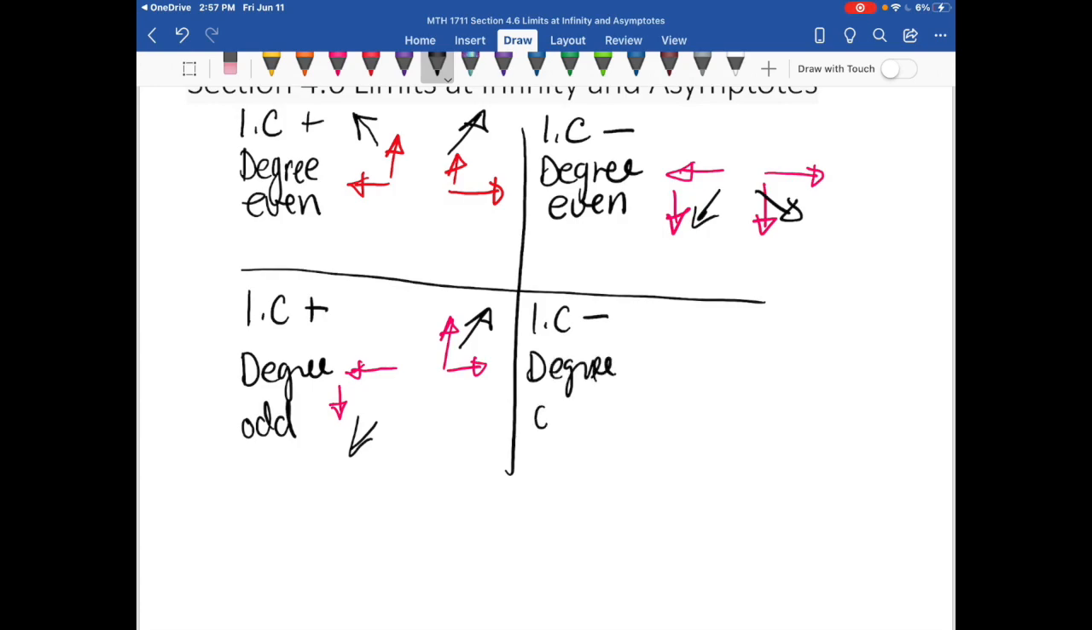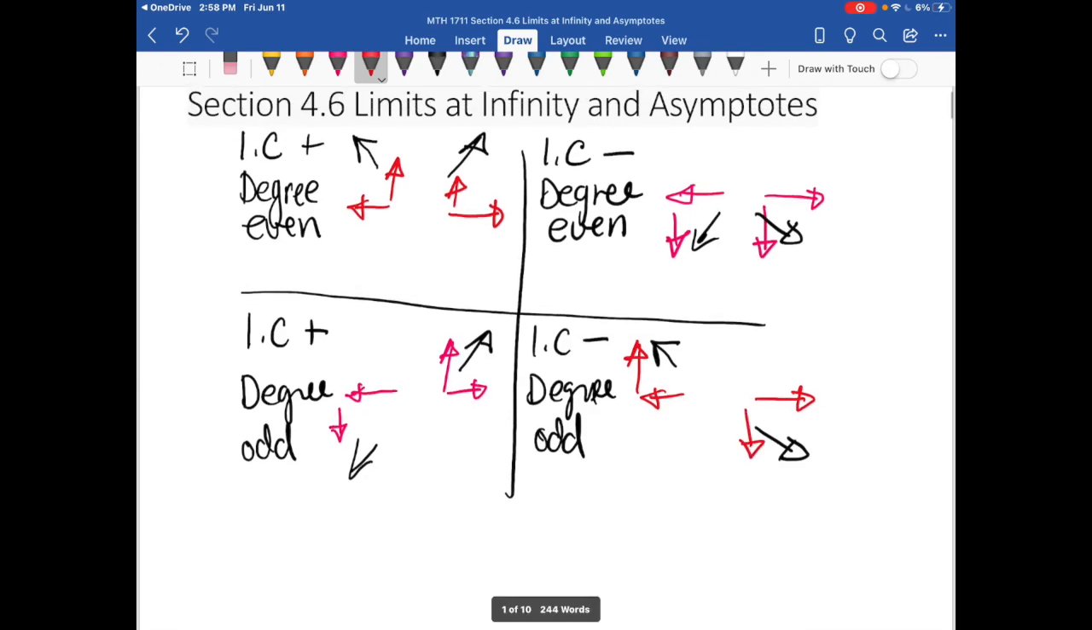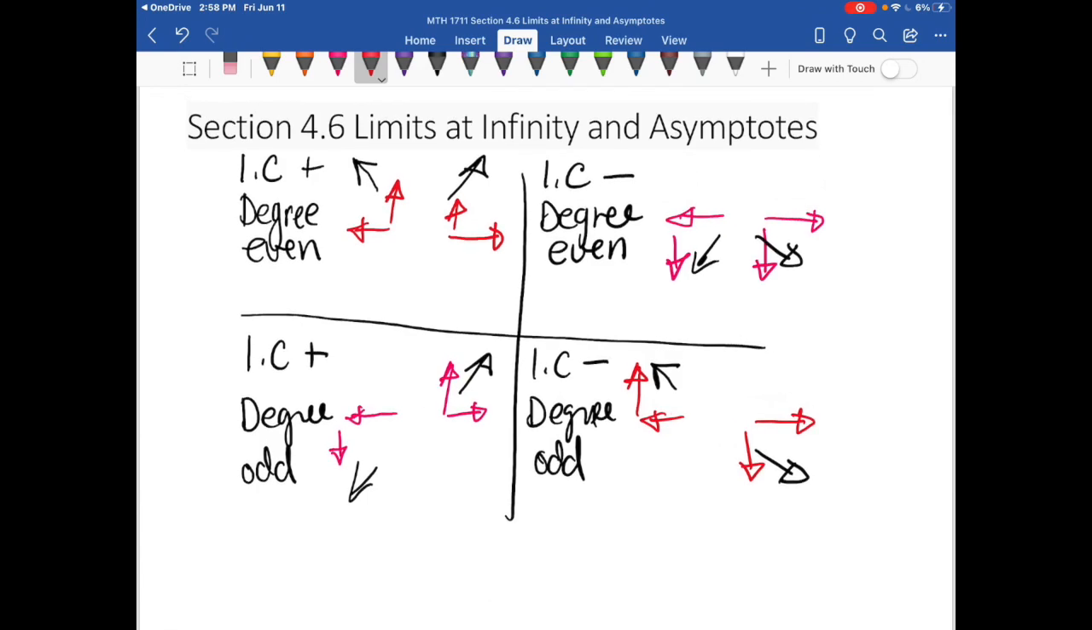And then the last situation we have with polynomials and end behavior is if the leading coefficient was negative and the degree was odd, then our arrows were going to get switched, where one arrow was going to go up and to the left and the other arrow was going to go down and to the right, which means as x goes to negative infinity, y is going to go to positive infinity. And as x goes to positive infinity, y is going to go to negative infinity.